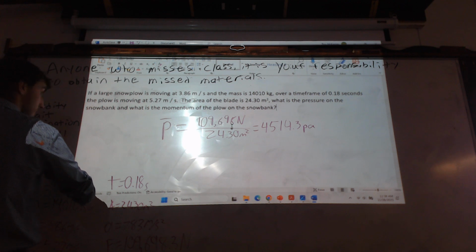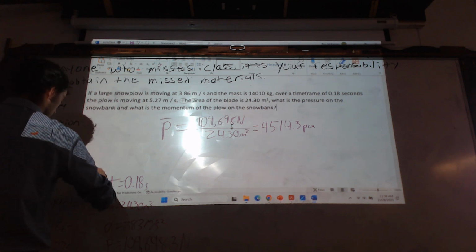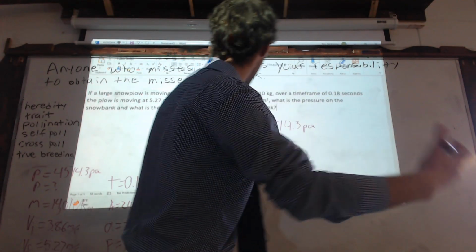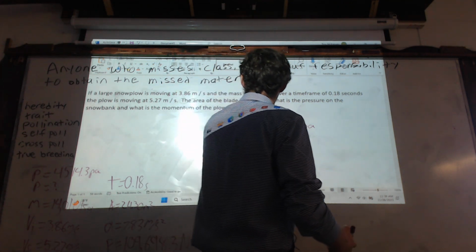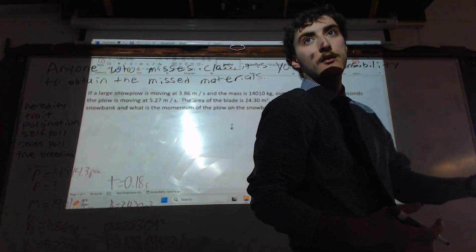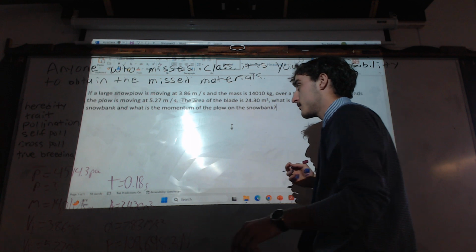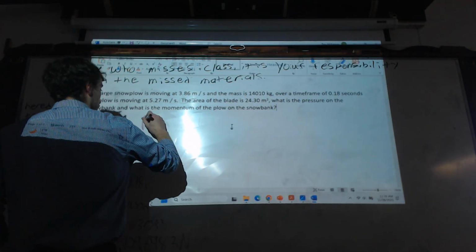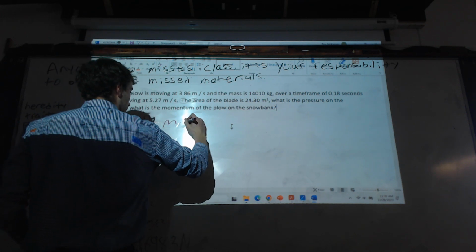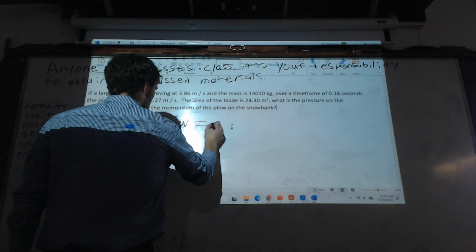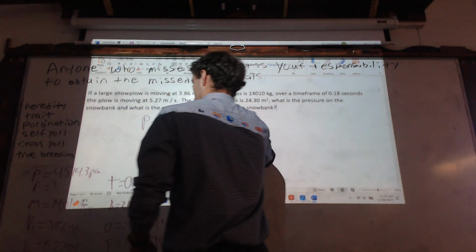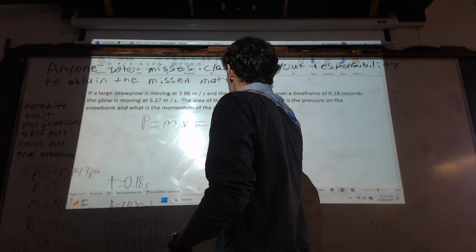Let's do the second half of this equation. So what's the formula for momentum? Mass times velocity, all right. So let's find that. P equals mass times velocity, which equals 14,010 times 5.27.